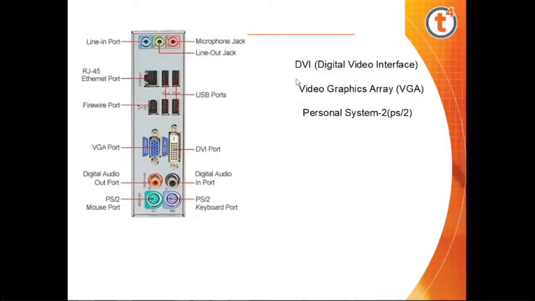DVI port is the digital video port, and VGA is the video graphics array, and there are digital audio output and digital audio input. PS/2 mouse port, this is the mouse port. Nowadays it comes as a USB port. PS/2 keyboard port, you can also see it now as a USB port.